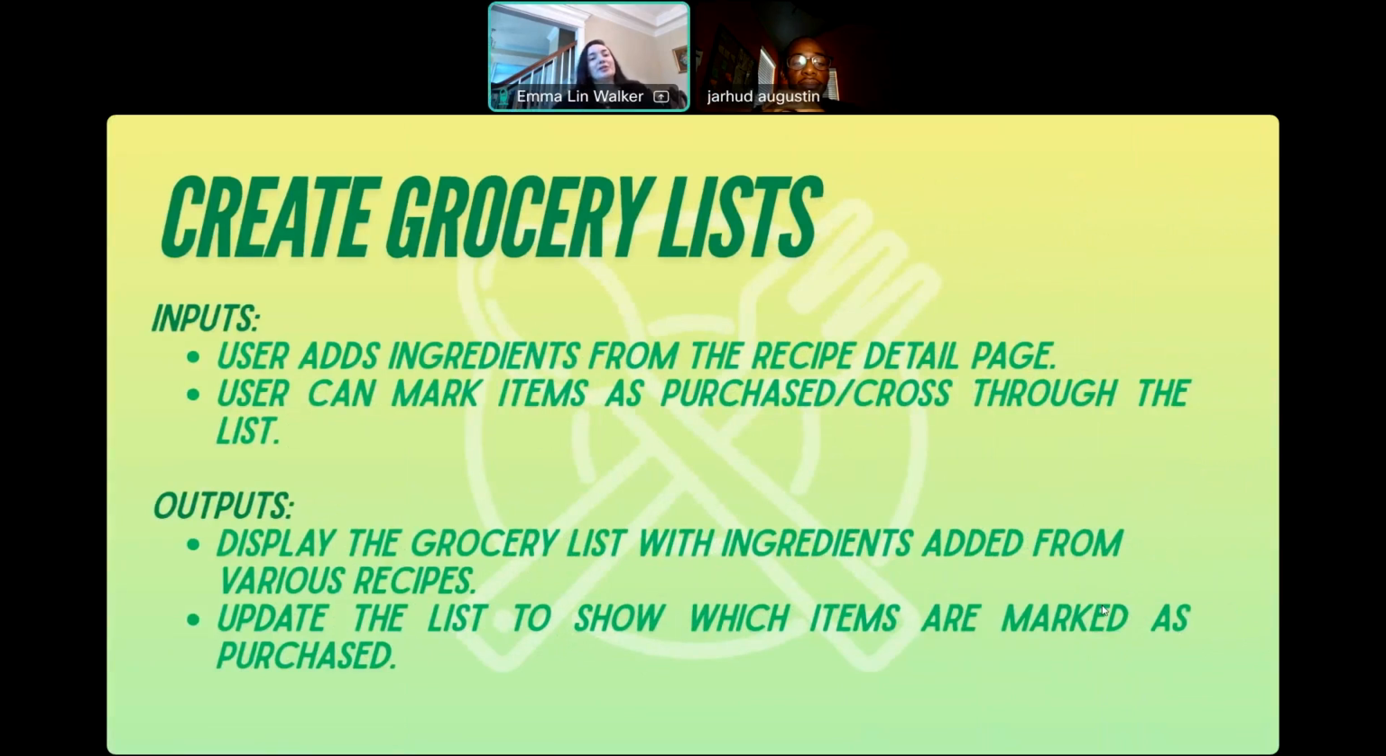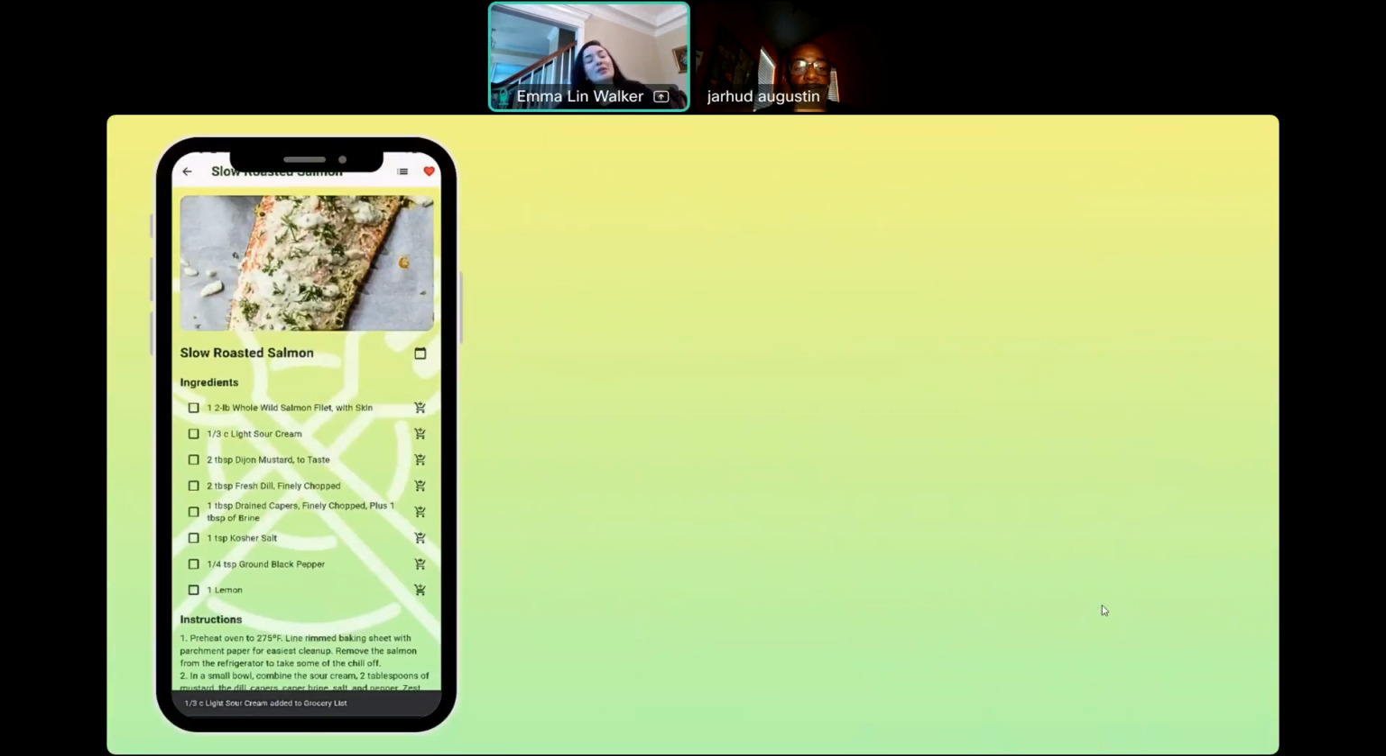You also have the option as a user to create grocery lists. What you can do in the recipe detail page is add ingredients from the recipe to your grocery list cart. Once it's in there, you can mark the items as purchased, or cross through the list. For example, this is what it looks like when you're in our recipe detail page. Say you're missing some ingredients and you need to go shopping. You can add them to the grocery list by clicking on the shopping cart icon on the right side of the page.